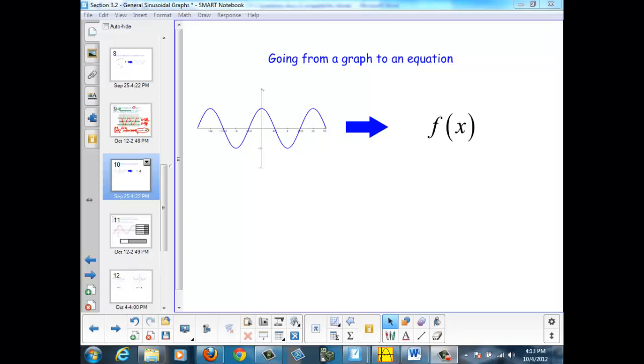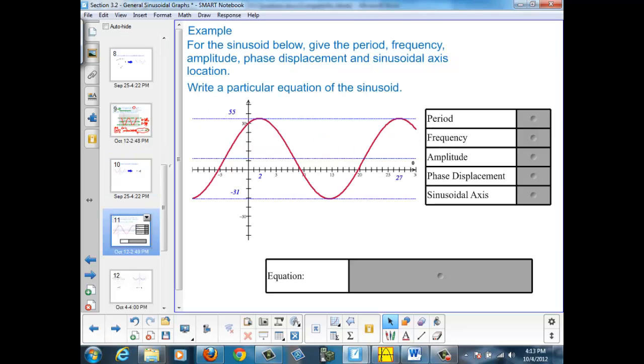Our next puzzle will be going from the graph of a sinusoid to its equation. In the process, we'll look at the description of the behavior by using the sinusoidal terminology. Here's our setup. For the sinusoid below, give the period, frequency, amplitude, phase displacement, and sinusoidal axis locations, and then come up with a particular equation for the sinusoid.